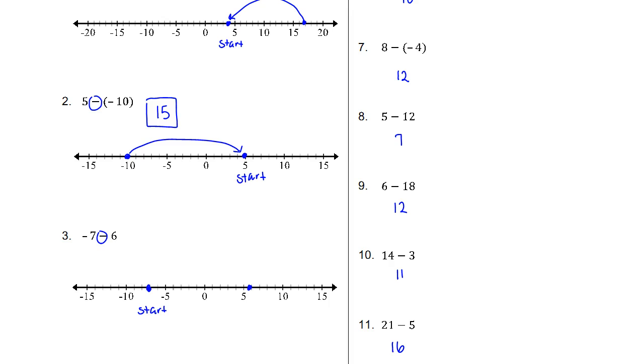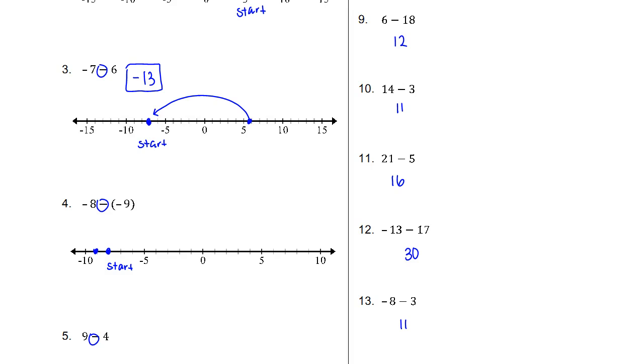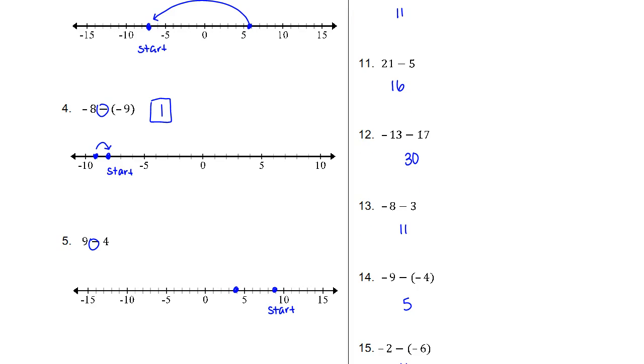For number 3, negative 7 and positive 6 are 13 apart on the number line. And to get from 6 back to my start, which is negative 7, I would have to go left, which would make that a negative 13 for the difference. For number 4, negative 8 and negative 9 are just one space away on the number line. And to get from negative 9 back to negative 8, I would have to go to the right, which would make that positive 1. And for number 5, 9 and 4 are 5 apart on the number line.